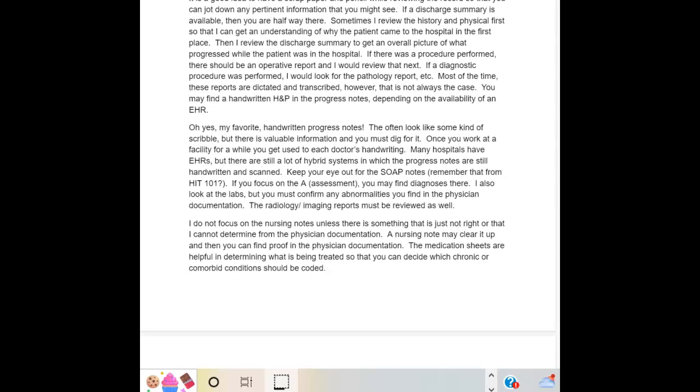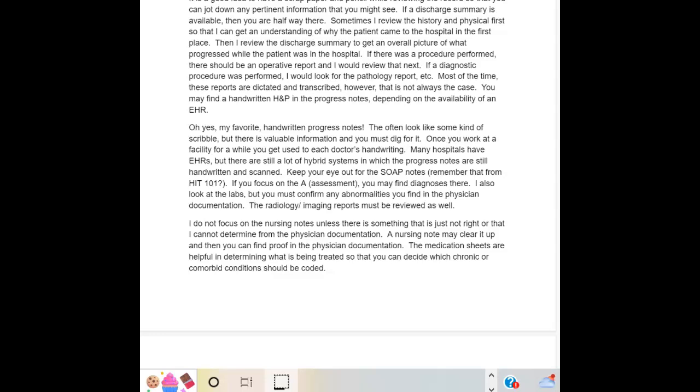Yes, my favorite, the handwritten progress note. They often look like some kind of scribble, but there is valuable information and you must dig for it. Once you work at a facility for a while, you'll get used to each doctor's handwriting. Many hospitals have EHRs, but there are still a lot of hybrid systems in which progress notes are handwritten and scanned. Keep your eye out for SOAP notes, remember from HIT 101, and you want to focus on the assessment.